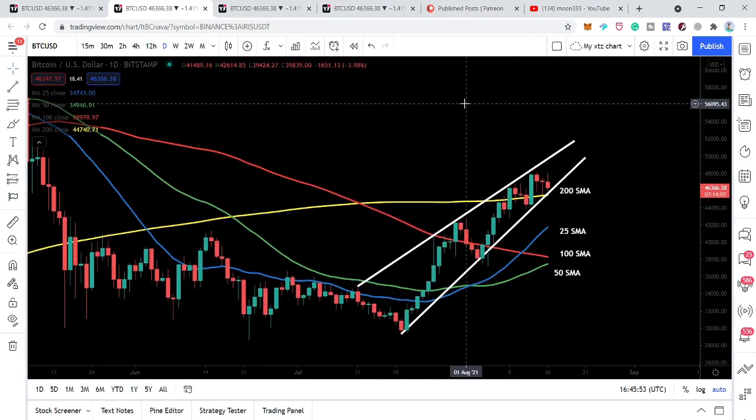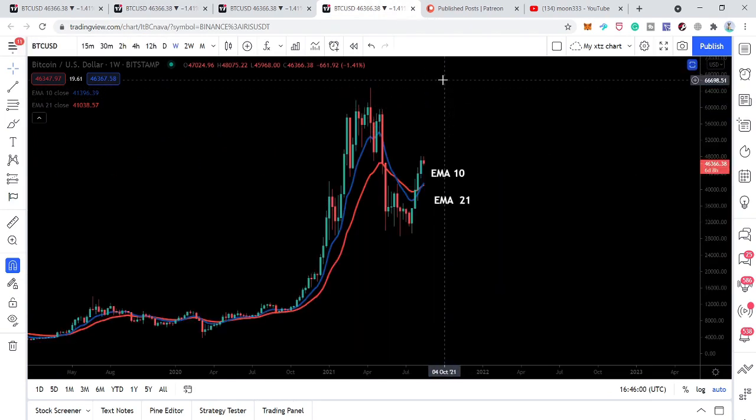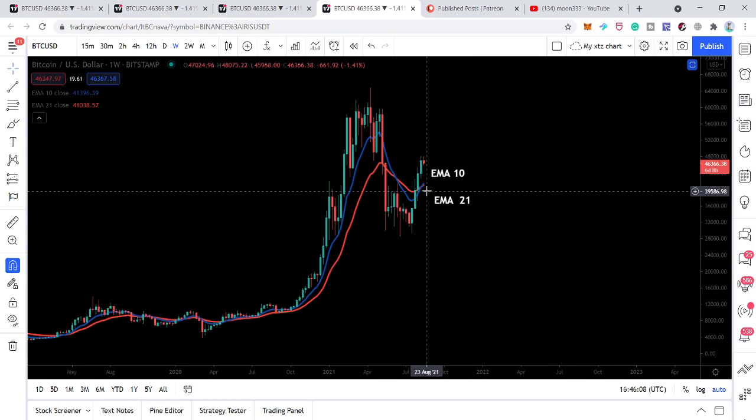And today we have received another very powerful long-term buying signal that I was telling you in my previous video as well, that I'm waiting for. That is the bull cross between the exponential moving average 10 and exponential moving average 21 on the weekly time frame chart.